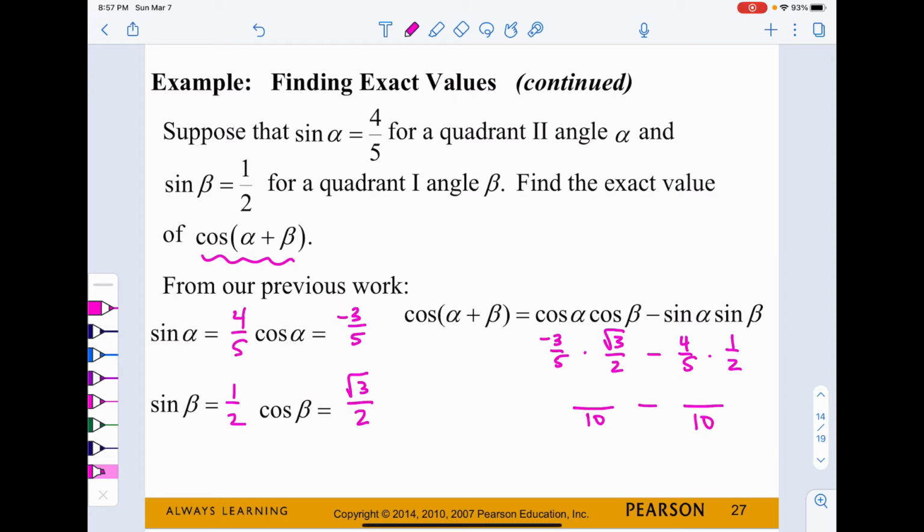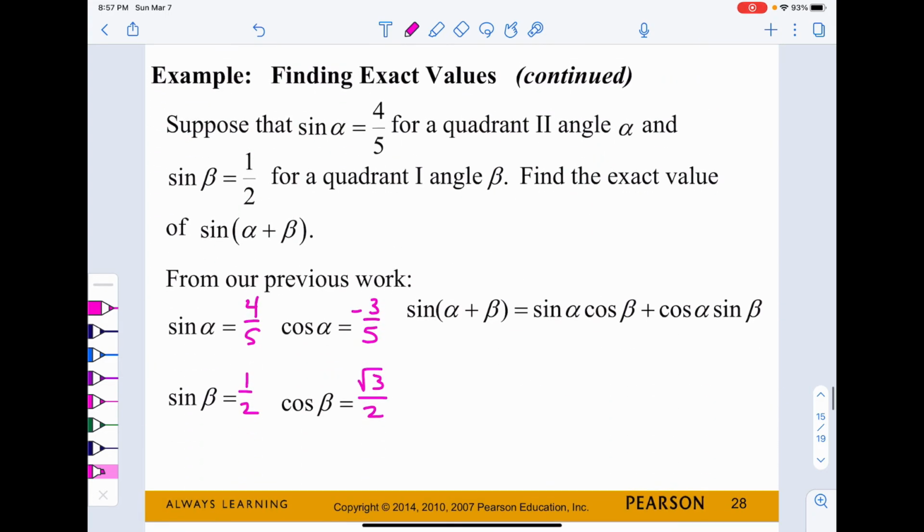So if I have a -3/5 multiplied by a root 3/2, that's going to give us a -3 root 3. If I have my 4/5 times the 1/2, we're going to be left with just a 4/10. Yes, I know that simplifies, but I don't want to simplify it because I need to subtract my fractions, so I'm going to leave my common denominator of 10. And I'm just going to have a -3 root 3, take away 4, and that's going to be my final answer. Not so pretty, but that's what it is.